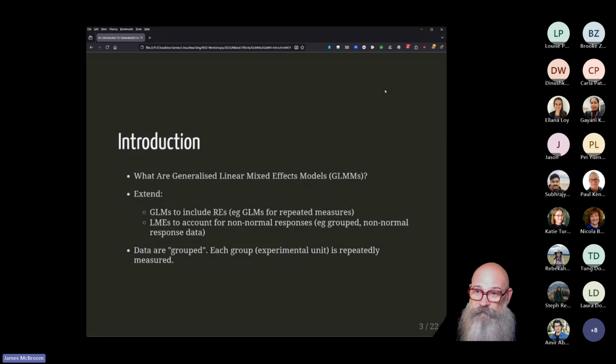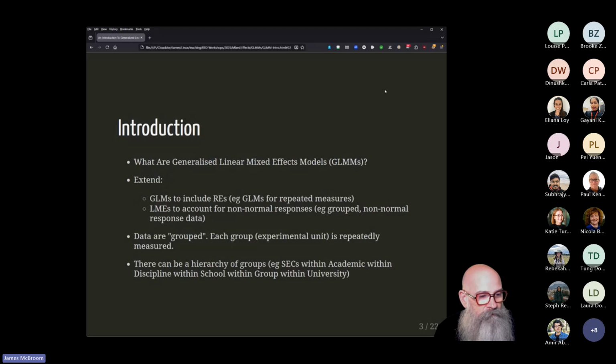So for us, in a way, GLMMs are the culmination of the linear model work, the generalized linear model work, and the linear mixed effects stuff last week. So GLMMs are the hybrid offspring of all of those things put together. And so they're necessarily potentially complex. Data grouped, we've talked about that, repeatedly measured. There can be a hierarchy of groups.